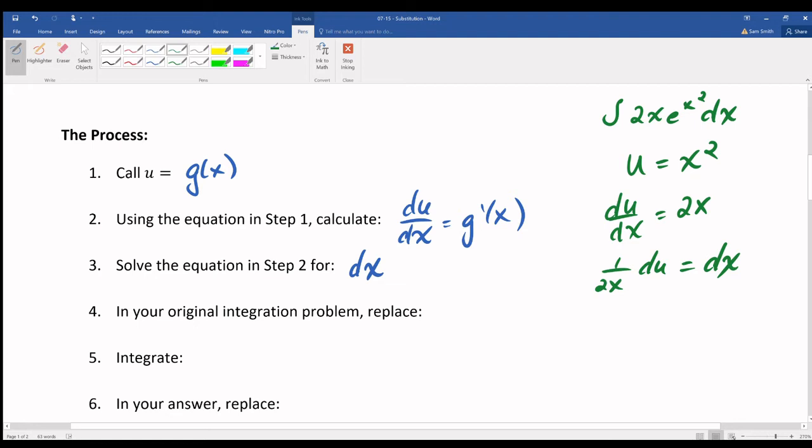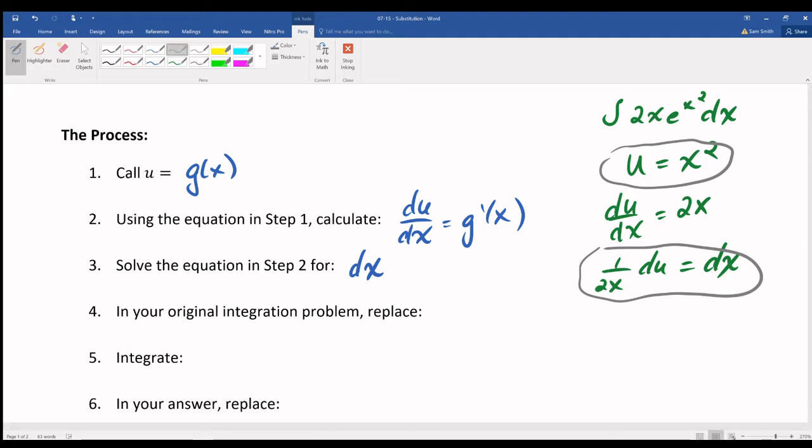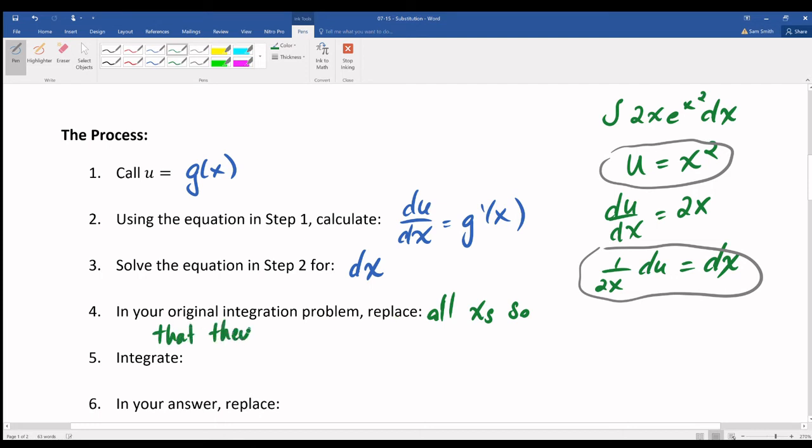Now here's the real beautiful trick. Having established the identity of dx and of u here, the goal is to go back into your original problem and replace everything so that it is in terms of u instead of being in terms of x. Replace all x's so that they are in terms of u's.